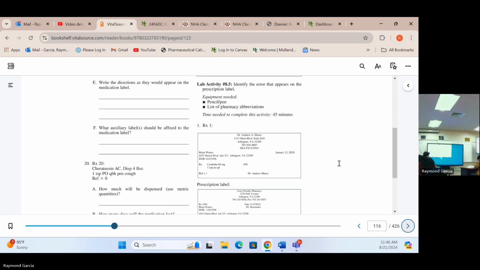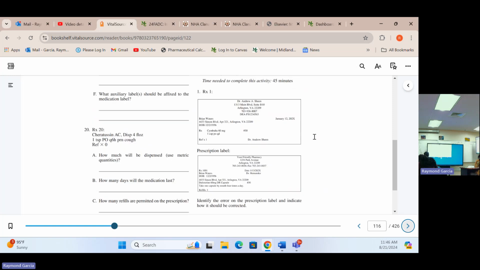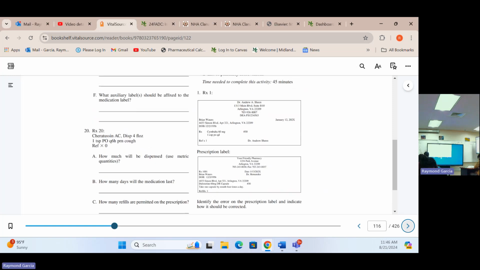Finally, with 8.5, we identify the error that appears on the prescription label. So this is between the written prescription or e-script and the label that's printed. Comparing those two, we want to identify the error on the prescription label and how it should be corrected. So, is there any error on this prescription label?